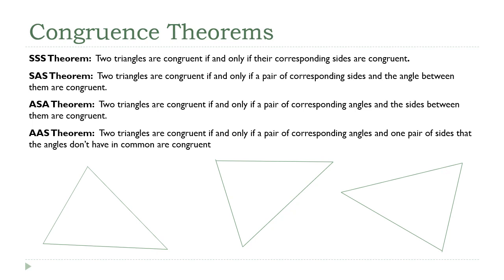Now, with these other 3, the order of the letters is important, right? For example, with the SAS, that's side angle side, what that's saying is that if you can show that a side, another side, and the angle in between them are congruent to a corresponding side, angle, and side in another triangle, then you're done. That's enough for the triangles to be congruent.